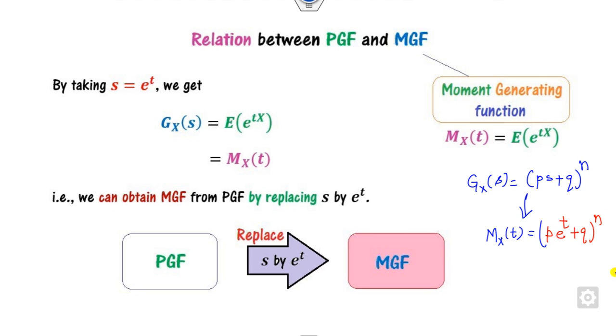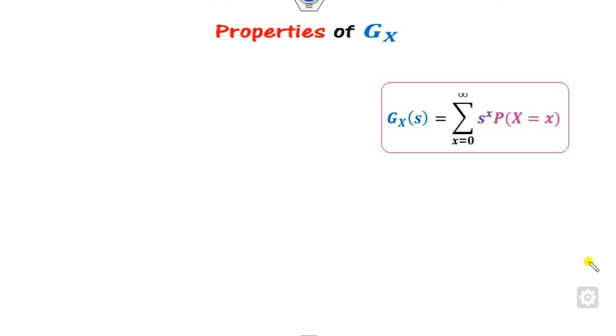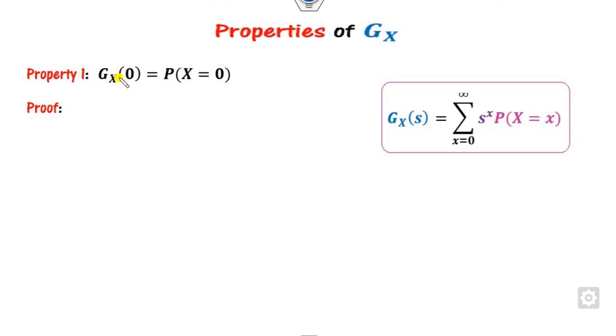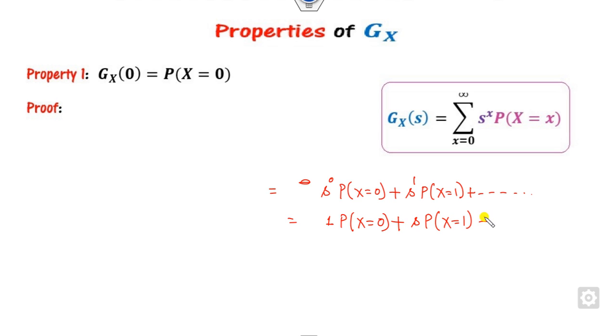What are the major properties of the generating function? There are very important properties that you should remember. The first property is that G of 0 is nothing but the probability at X equal to 0. If you open this bracket, what will happen? This is s raised to power 0 (X is 0) times the probability at X equal to 0, plus s raised to power 1 times the probability at X equal to 1, and so on. Anything to the power 0 is 1.